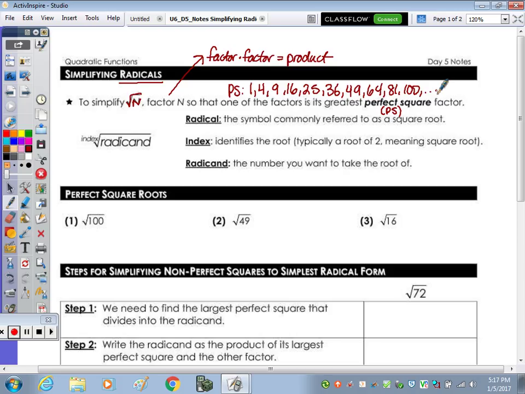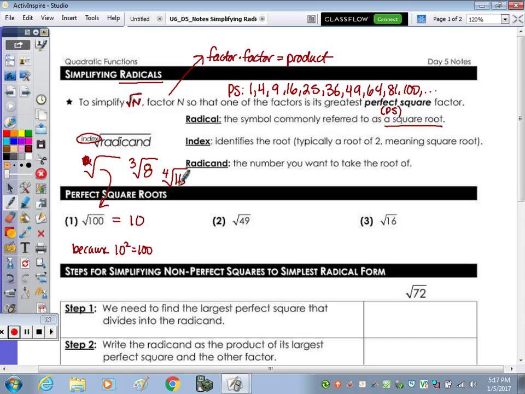Now for vocab, the radical is the symbol commonly referred to as the square root. The index is the number that's out front of the radical. For a square root, it's an index of 2, but we don't write the 2. For instance, the square root of 100 is 10 because 10 squared is 100, but we don't write an index of 2. We do write an index of 3, say the cube root of 8, or the fourth root of 16. We write every other index but the 2.